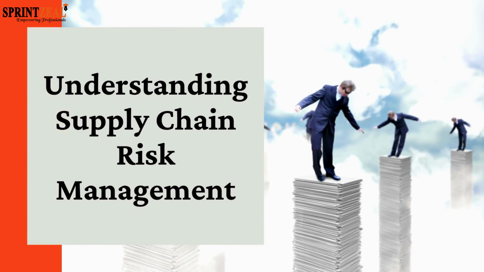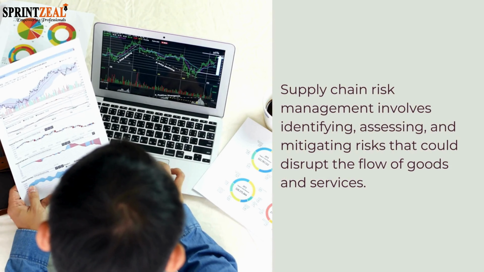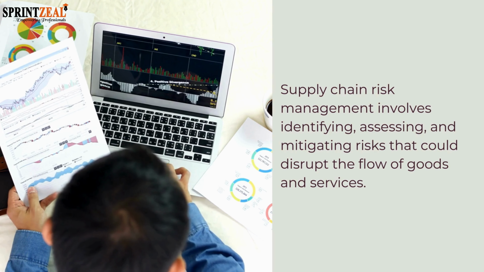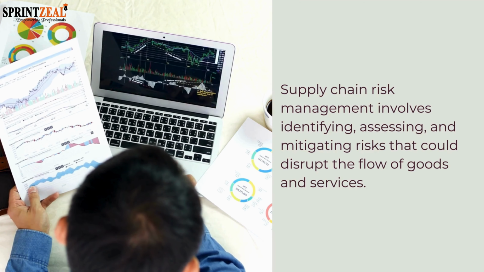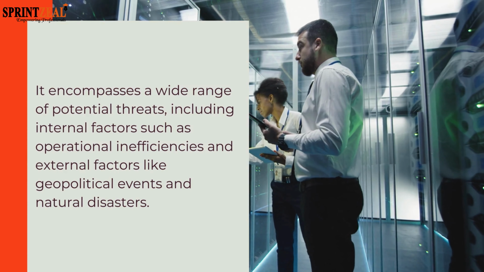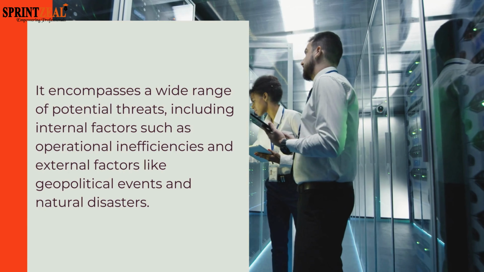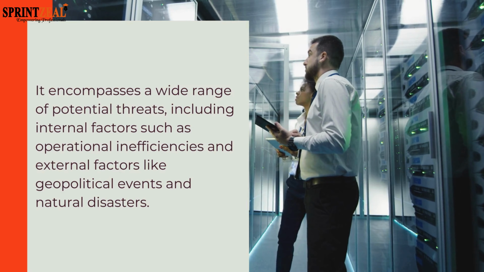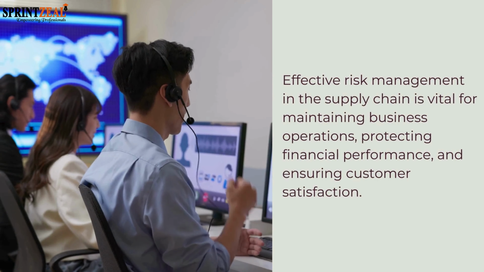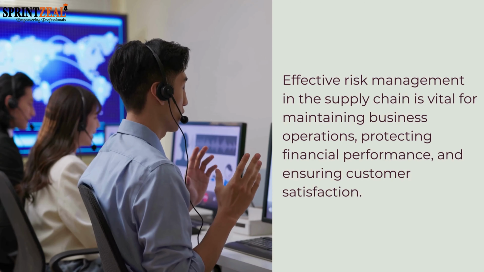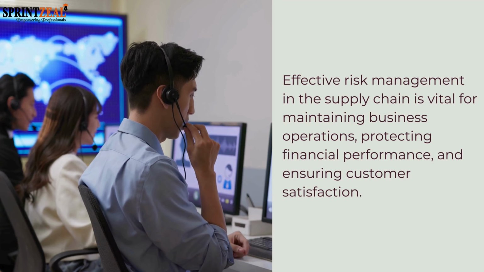Understanding supply chain risk management. Supply chain risk management involves identifying, assessing, and mitigating risks that could disrupt the flow of goods and services. It encompasses a wide range of potential threats, including internal factors such as operational inefficiencies and external factors like geopolitical events and natural disasters. Effective risk management in the supply chain is vital for maintaining business operations, protecting financial performance, and ensuring customer satisfaction.